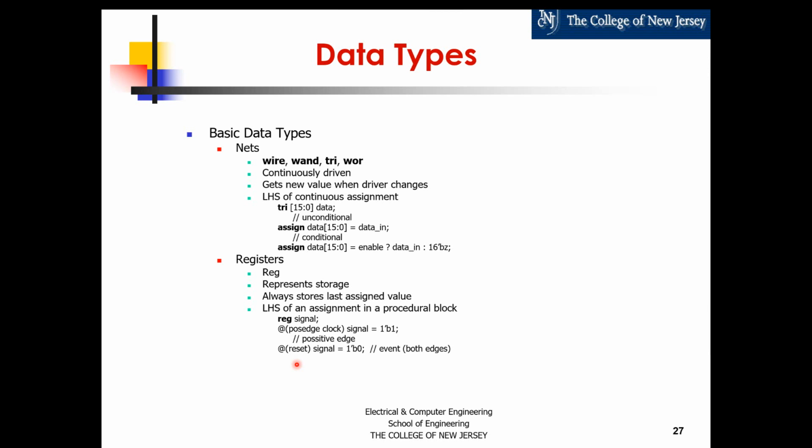Nothing happens when the signals are quiescent, meaning that they're not changing. Nothing happens. Things only happen when things change, when there is a transition. So here you will be looking at both transitions. Whether reset is going low to high or high to low, at that point signal is going to get a 0, a binary 0. So we'll come back to some more examples, but these are the two big groups of data types.